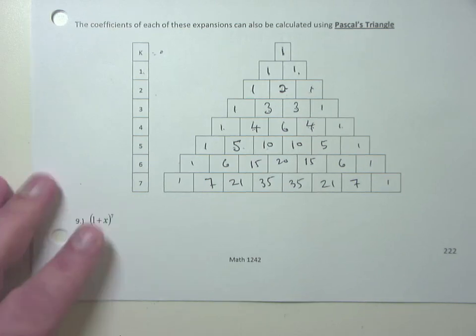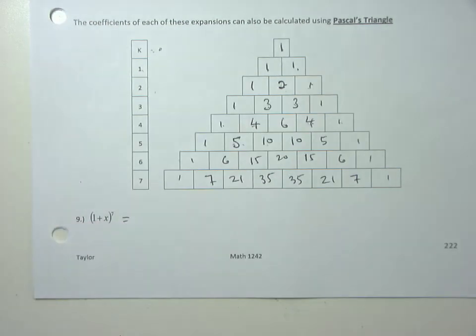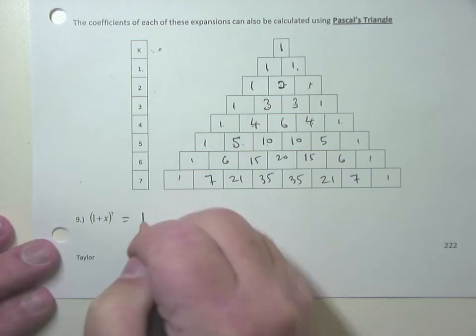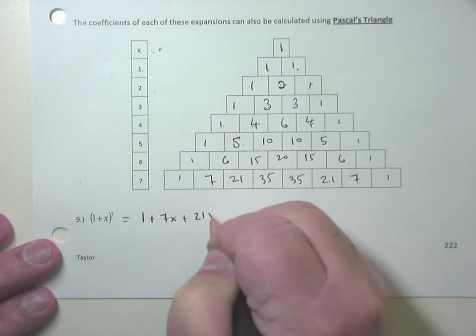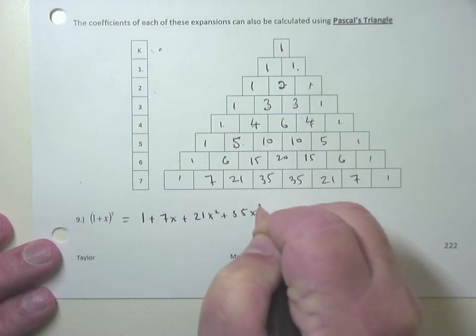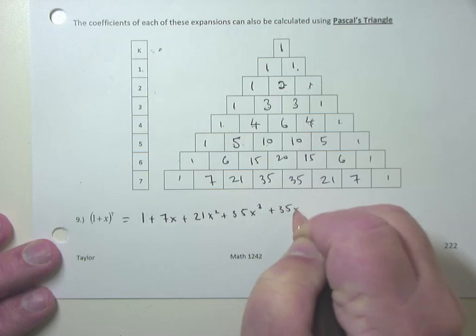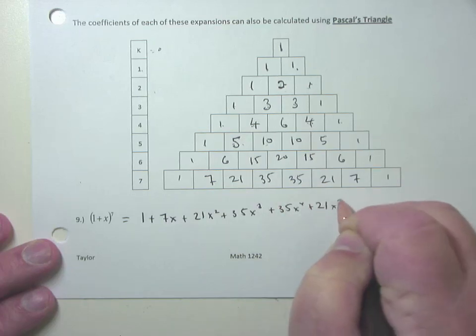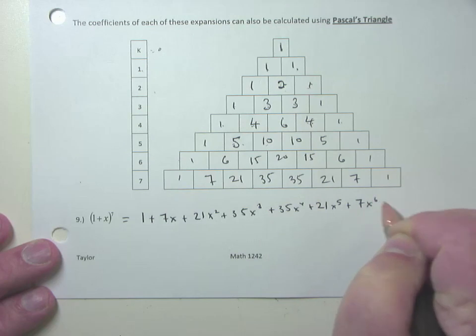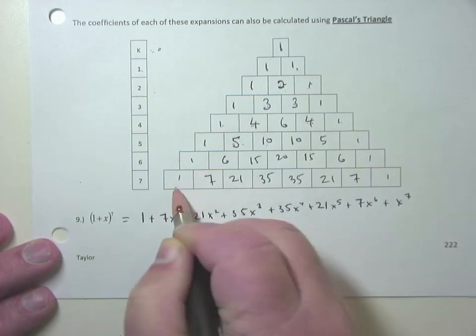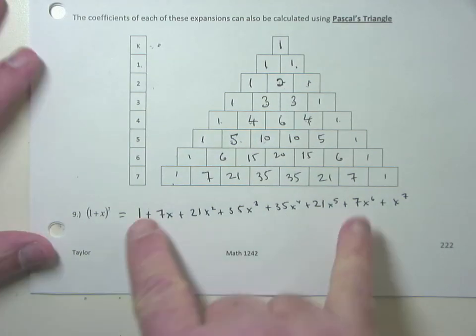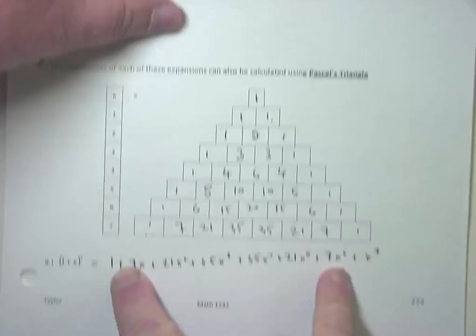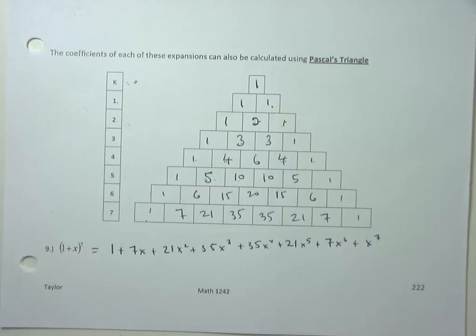But what about this guy? Applying Pascal's triangle on this guy, this would be 1 plus 7x plus 21x squared plus 35x cubed plus 35x to the 4th plus 21x to the 5th plus 7x to the 6th plus x to the 7th. These are your coefficients. That's what Pascal discovered. But if I went and used k equals 7 with my binomial series formula, I would have gotten the exact same answer. Okay?